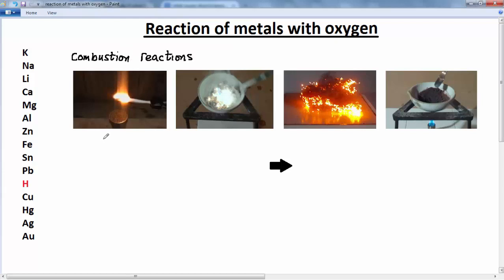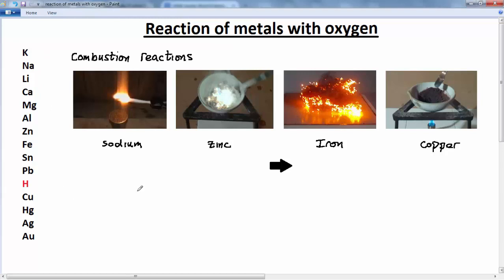air. Okay, so we've got sodium. That's producing that kind of yellowish coloured flame. And then we've got zinc dust. Then we've got iron, some iron wool. And then we've got some copper. That's copper powder.